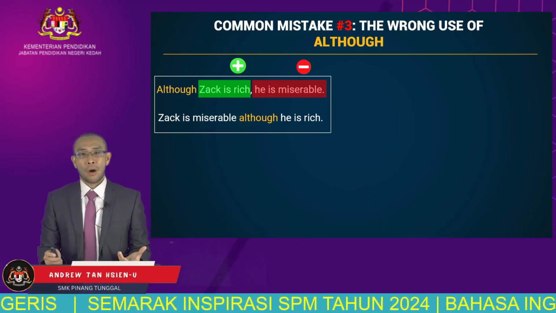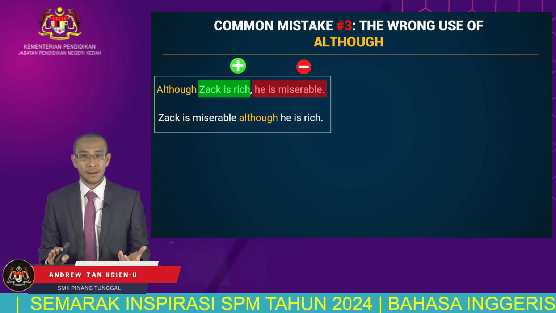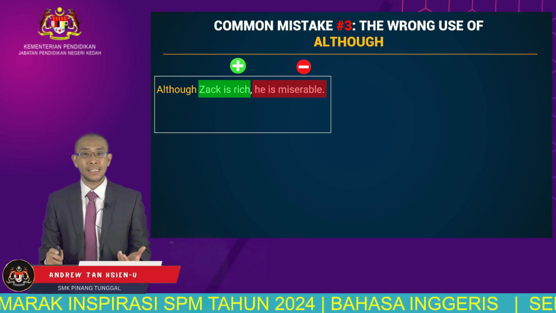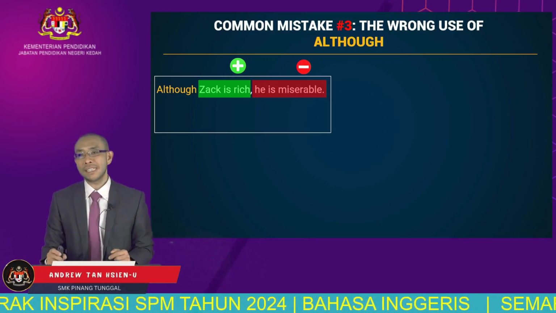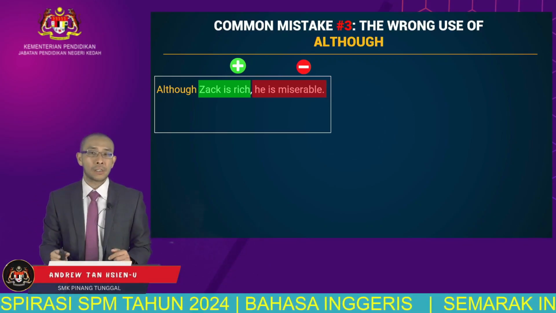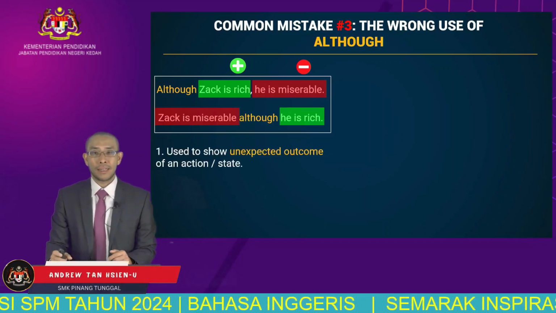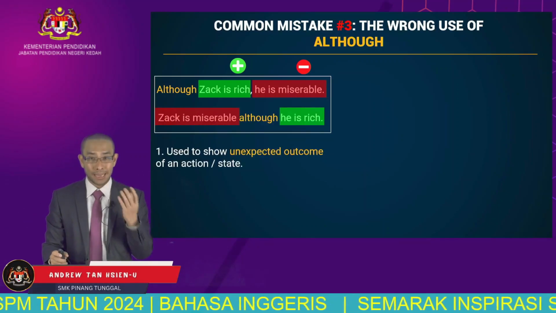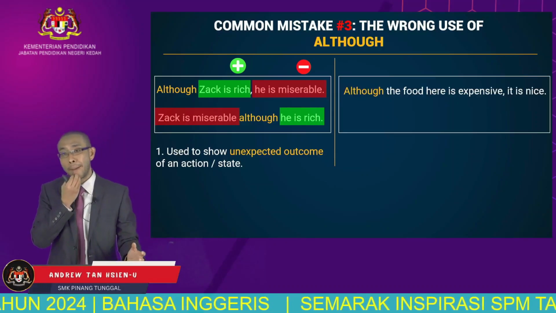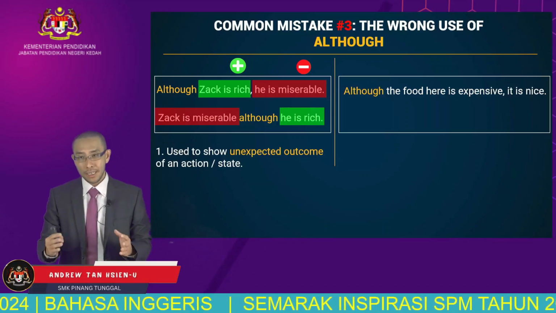Okay? Now, when although is put in the middle of the sentence, all right, no comma is needed. Whereas for the first sentence, when although is put at the beginning of the sentence, you need to have a comma after the first clause. All right? So here, take a look at this. So it is used to show unexpected outcome of an action or a state. Okay, let's take a look at another example. Although the food here is expensive, it is nice.